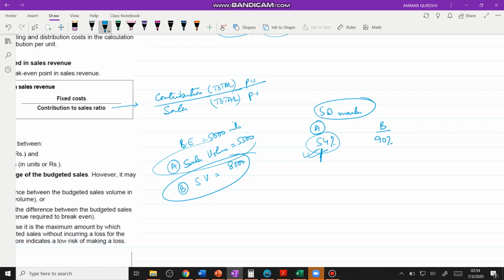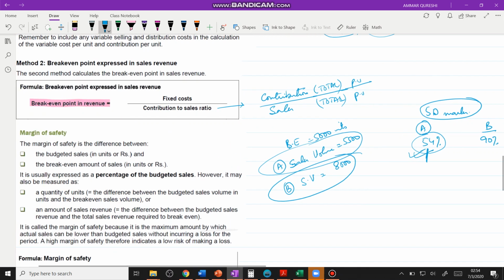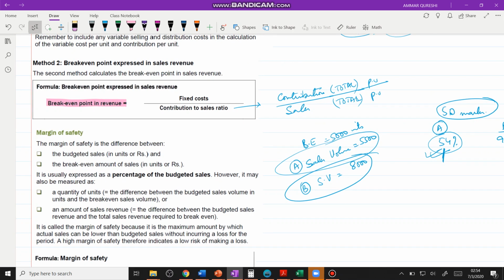And in the first situation, the company is not in a good position because it is just expecting to sell 500 units more than break even, so in case something goes wrong with the sales volume, the company will suffer losses. So margin of safety will tell you this thing. Now there are three ways to calculate margin of safety, right?